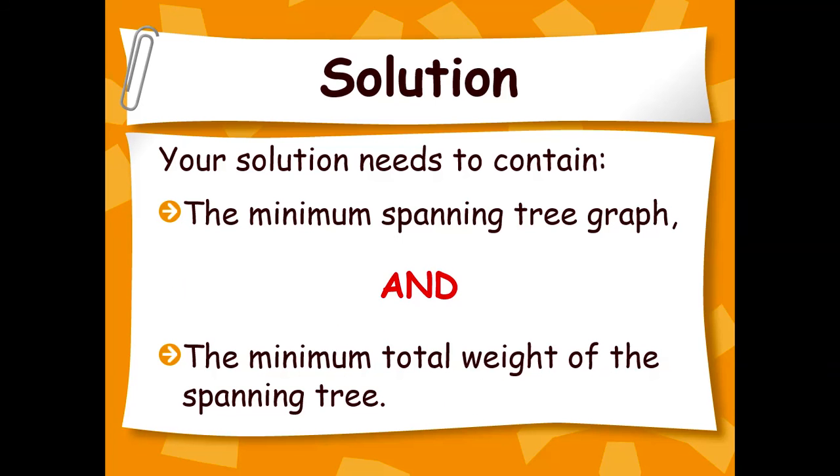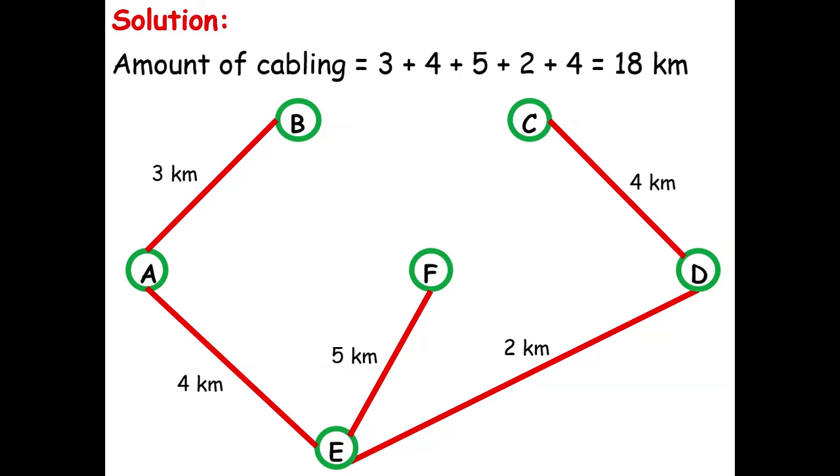Okay, so when I write my solution, I need to draw the spanning tree graph, and I need to work out what the minimum total weight of that is. So in our case, there's our network diagram, so that tells the company that they need to lay cabling between these different farms here, and that the smallest possible amount of cabling they're going to need in total is 18 kilometers worth of cabling, and that will then connect all those 5 farms together, and they will all have fast broadband.